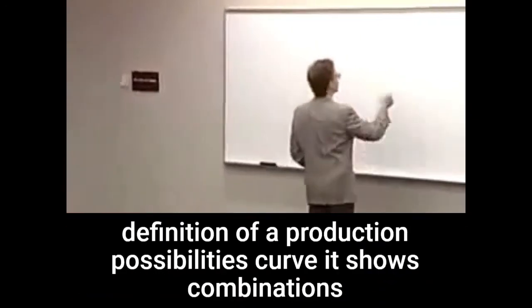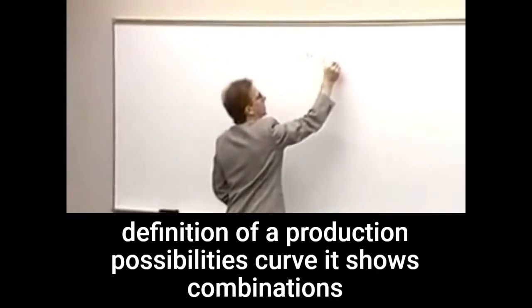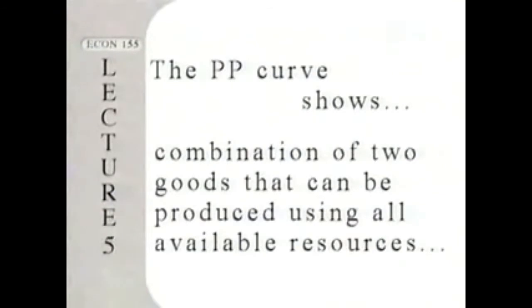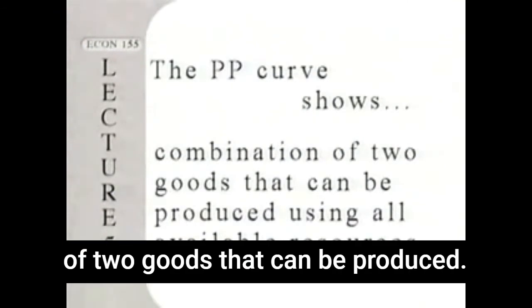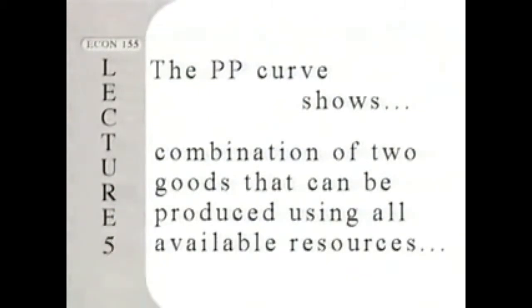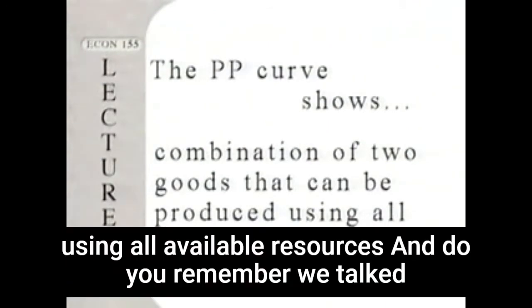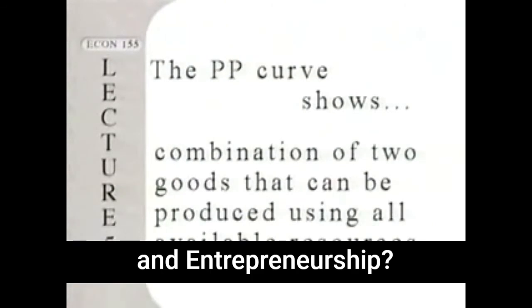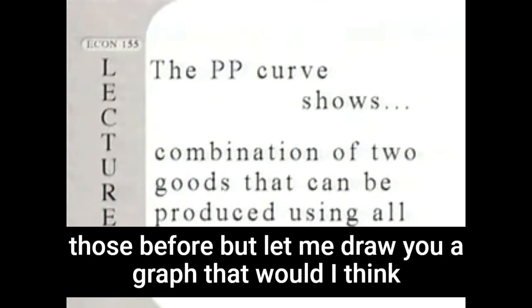If you remember the definition, a production possibilities curve shows combinations of two goods that can be produced using all available resources. And do you remember we talked about what the resources were before? The land, labor, capital, and entrepreneurship. I won't go through that list again since we have talked about those before.